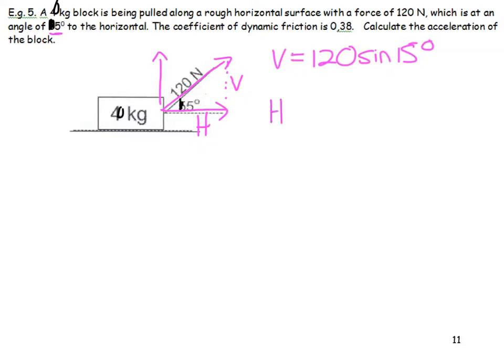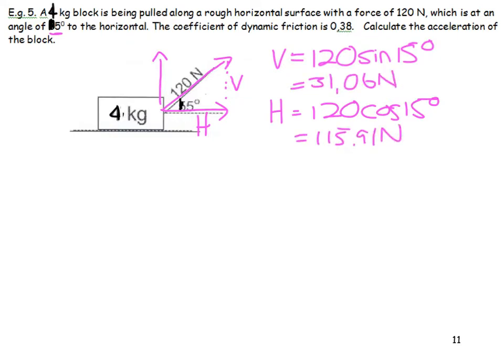Simultaneously, I can say that the horizontal is equal to 120 cos 15 degrees. Why? Because it is the adjacent side to the 15 degrees, the horizontal, and therefore cos of 15 degrees is adjacent over hypotenuse.